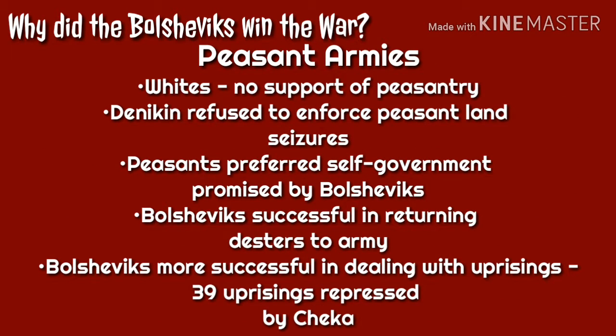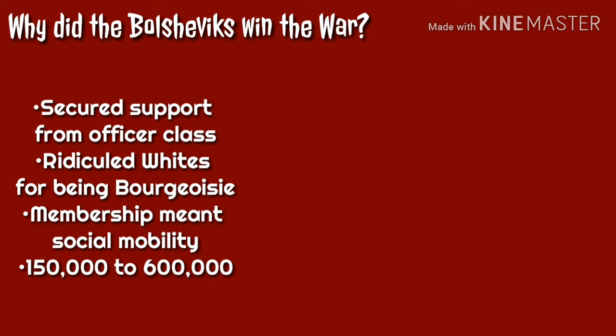Peasant armies. The Whites had no support of the peasantry because Denikin refused to enforce peasant land seizures. The peasants preferred the self-government promise of the Bolsheviks, and the Bolsheviks were even successful in returning deserters to the army. The Bolsheviks were more successful in dealing with uprisings, 39 being repressed by the Cheka.